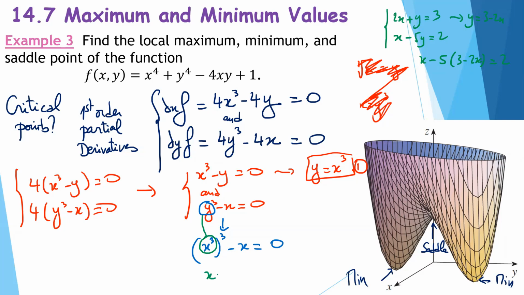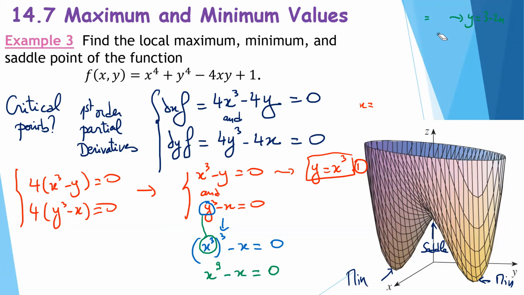X to the power of 6. X^9, you multiply minus x equals 0. So it's better than this equation. Even though it's an equation of order 9, now we have only one unknown, which is x. An equation in one variable. So how can we solve this equation? Degree 9.